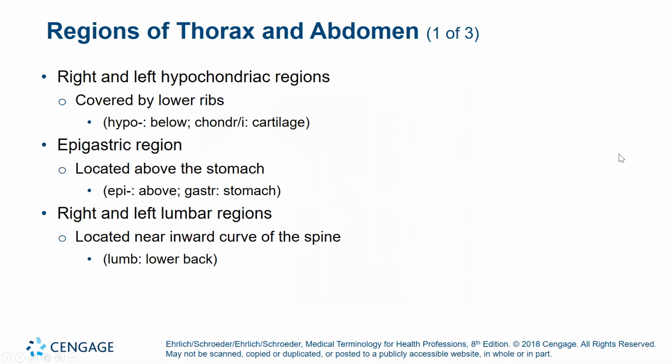The regions of the thorax and abdomen, we have the right and left hypochondriac regions. Looking at the term, hypo is below, chondria is cartilage. This region is covered by the lower ribs. We have the epigastric region. Epi is above, gastri is stomach, so it's located above the stomach. We have the right and left lumbar regions. Lumb is lower back. So this is located near the inward curve of the spine.